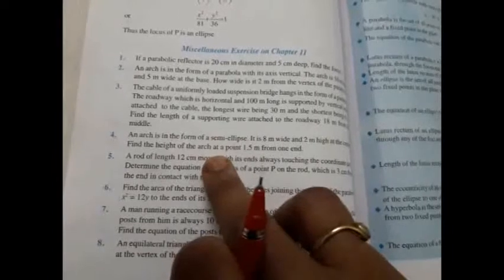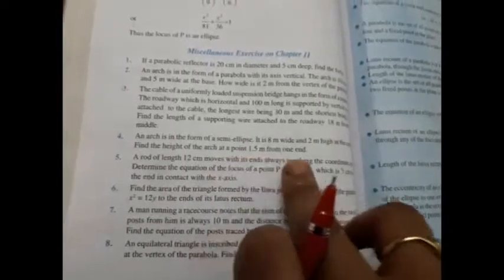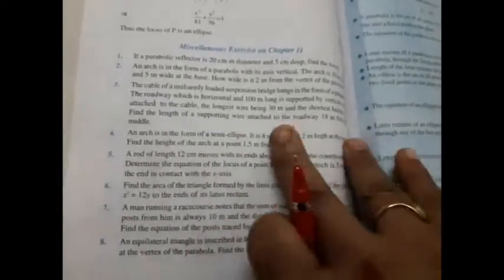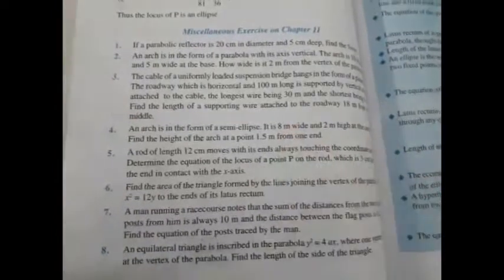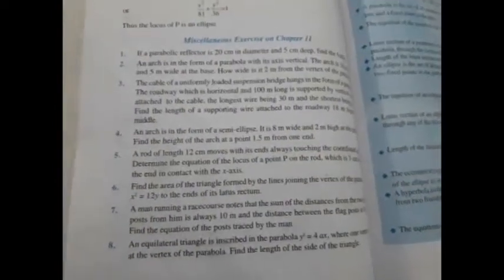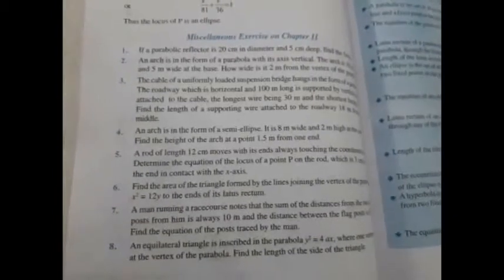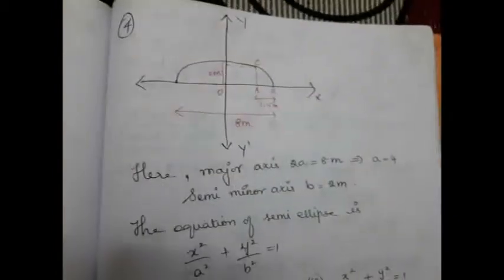Find the height of the arc at a point 1.5 meter from one end. This is the same way as we did the previous problems, only the conic section differs. Earlier we did the problem with the parabola, here it is an ellipse. That's it. So, how to solve this?